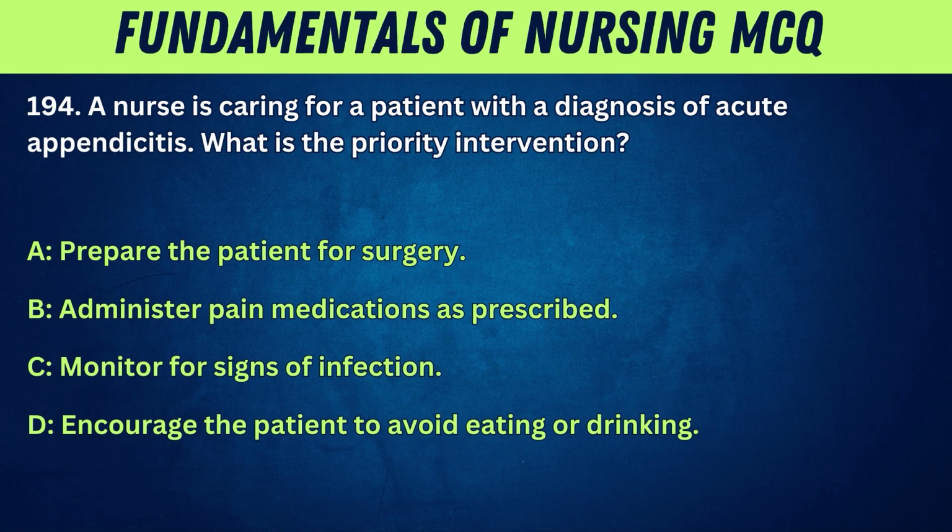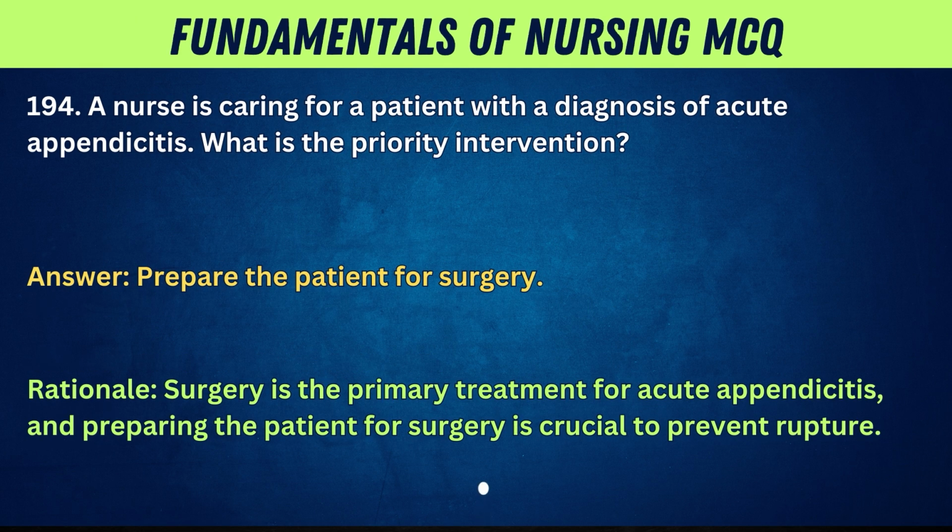194. A nurse is caring for a patient with a diagnosis of acute appendicitis. What is the priority intervention? A. Prepare the patient for surgery. B. Administer pain medications as prescribed. C. Monitor for signs of infection. D. Encourage the patient to avoid eating or drinking. Answer. Prepare the patient for surgery. Rationale. Surgery is the primary treatment for acute appendicitis, and preparing the patient for surgery is crucial to prevent rupture.